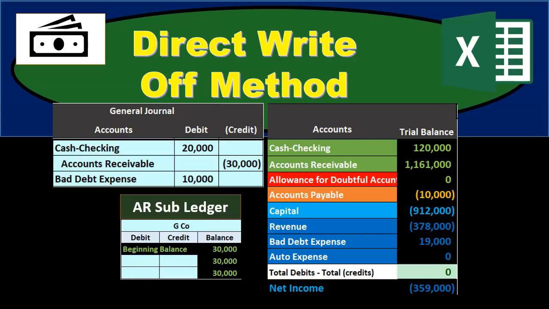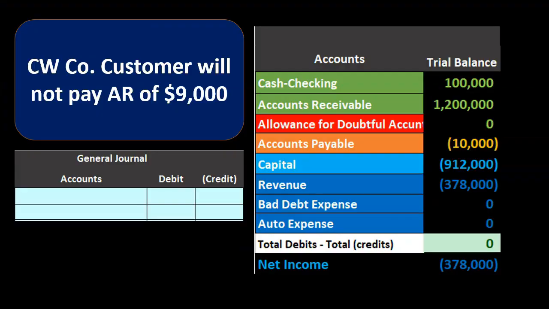In this presentation, we will be discussing the direct write-off method, the direct write-off method as it relates to accounts receivable. Quick summary of accounts receivable. Accounts receivable is a current asset. It's an asset with a debit balance. We are going to be writing off certain amounts for accounts receivable that will become not due or not collectible at some point in the future.